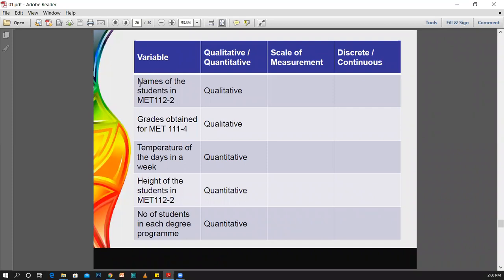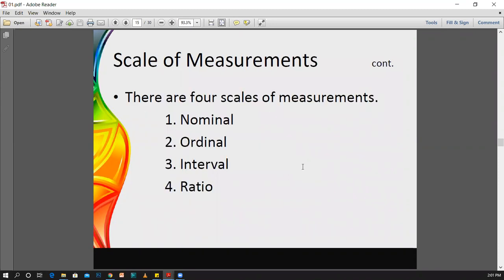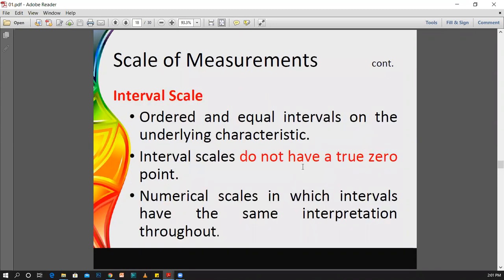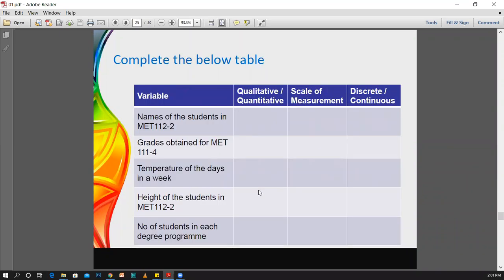Here still you are having the names. Names do not have any logical order. You can only use them for identification. Therefore, you can say this is under the nominal scale. It is because, if you remember this chart, nominal has only identity, no magnitude, no equal intervals, no true 0 point. Therefore, based on this table, you can provide the answers for this.